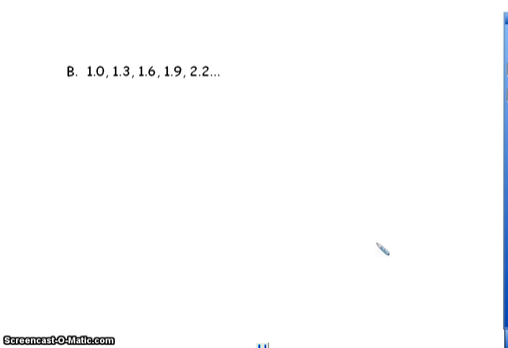Same thing for this one. So what am I doing? Now these are decimals, but it's the same process. What am I doing to get to each new term in the problem? Okay. Now 1.0. What am I doing to get to 1.3? Well, I know I'm adding 0.3. Now see if it keeps going.